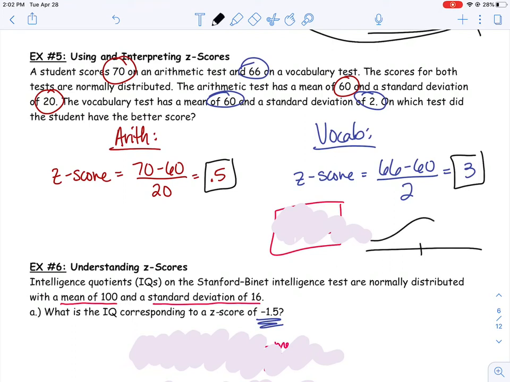If I was looking at a chart and my average was here, on the arithmetic test, I was 0.5, I was here. But on the vocabulary test, I was not only 1 standard deviation, 2 standard deviations, but I was 3 standard deviations above the mean. I was here. Which test then did I really score better on, even though 70 sounded higher than a 66? Didn't I score way more on the vocabulary compared to the average person? And so I would say that I did better on the vocabulary test than the arithmetic test by comparing my z-scores.